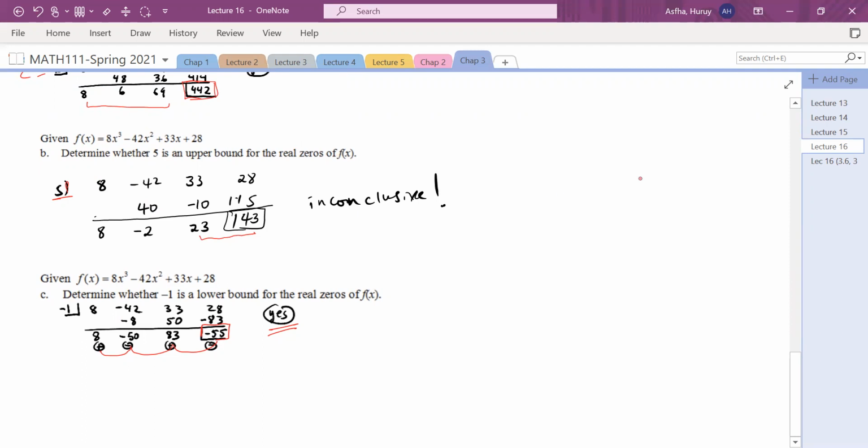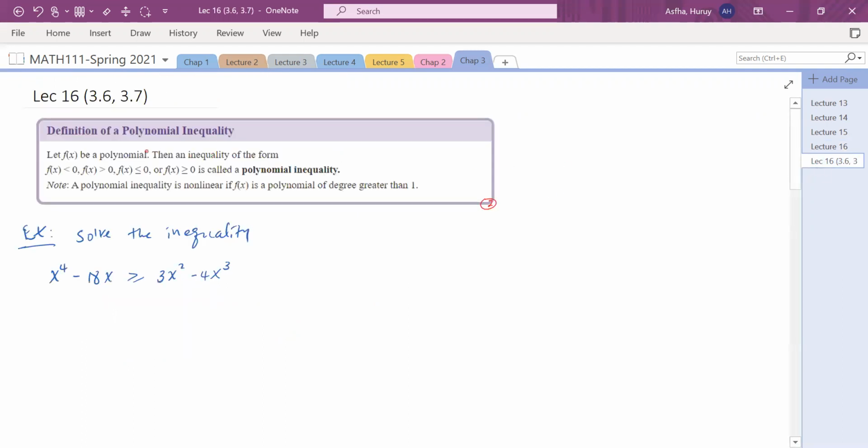And the next is polynomial inequalities. So far, we have been discussing the polynomial functions and, of course, polynomial equations. Let's say we have f of x as a polynomial, then an inequality of the form f of x less than 0, or f of x greater than 0, or f of x less than or equals 0, or f of x greater or equals 0, which basically means if one of the inequality signs is included, then we call this a polynomial inequality.